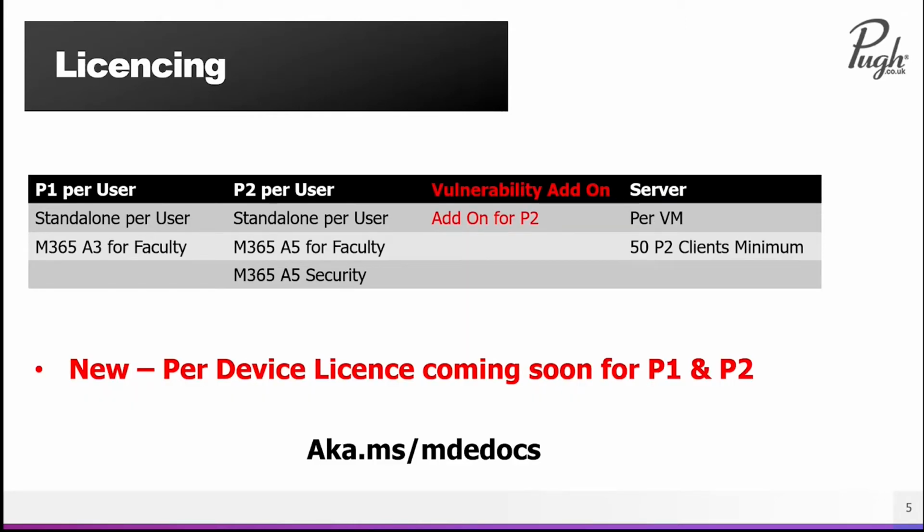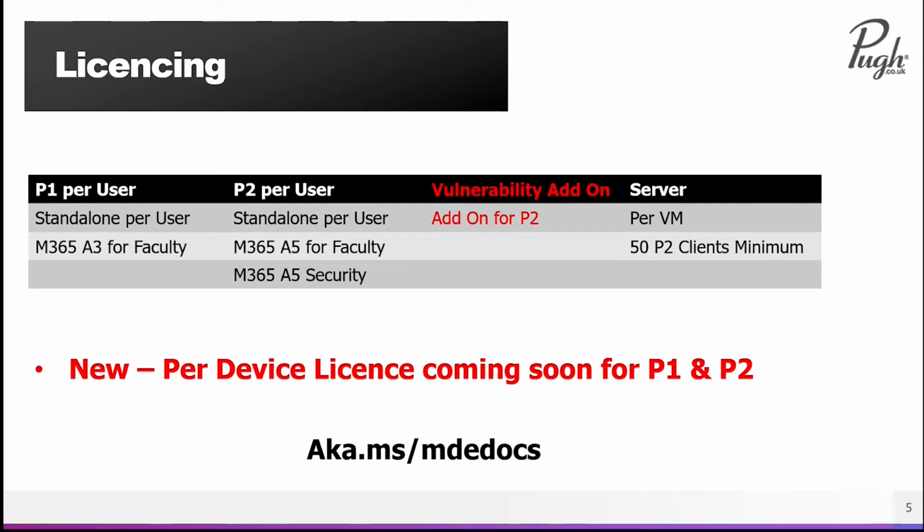Okay, down to the licensing. So there's some good news here. Defender for Endpoint P1 has been introduced into the Microsoft 365 A3 suite. So anybody who's got Microsoft 365 A3 gets Defender for Endpoint P1. Then P2 is included in Microsoft 365 A5, and some of you will have A5 licensing.